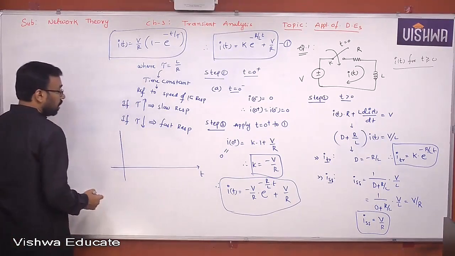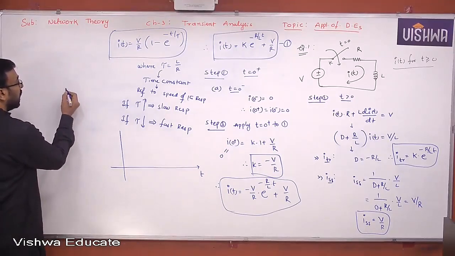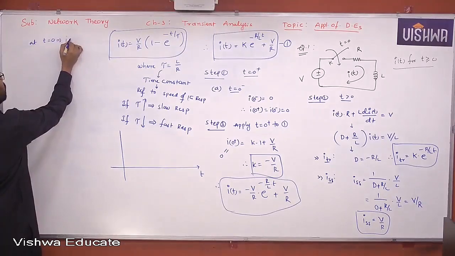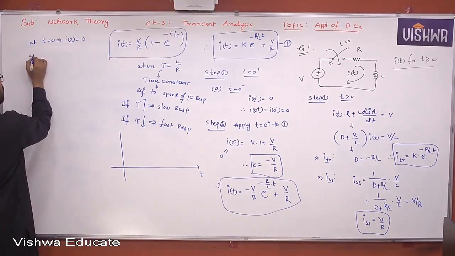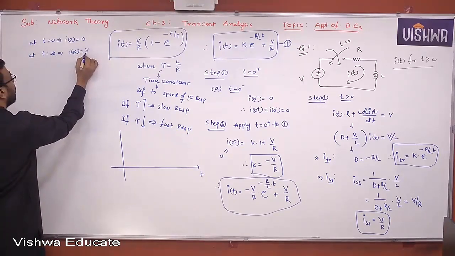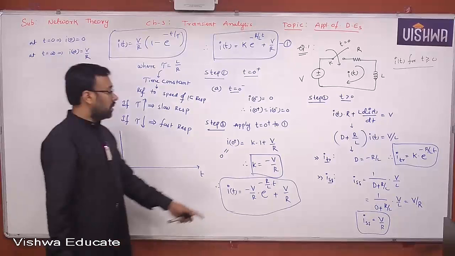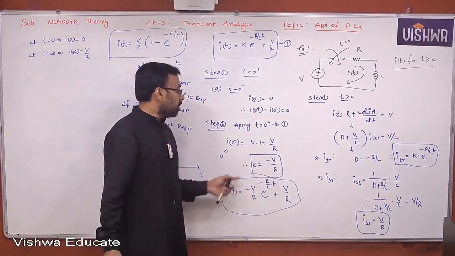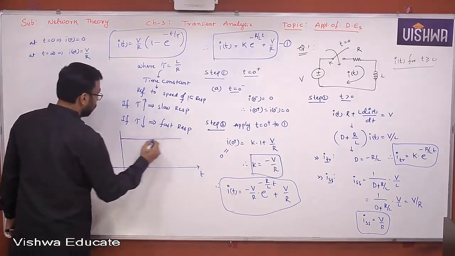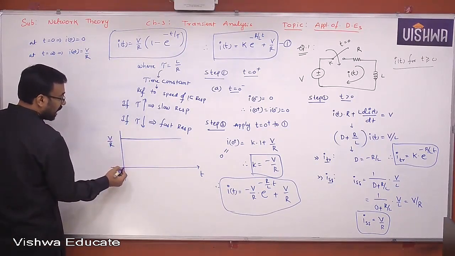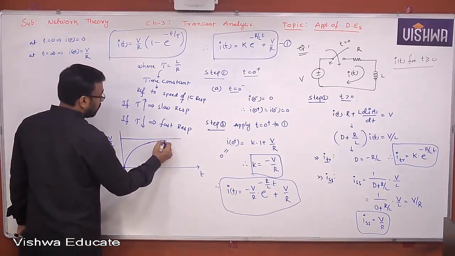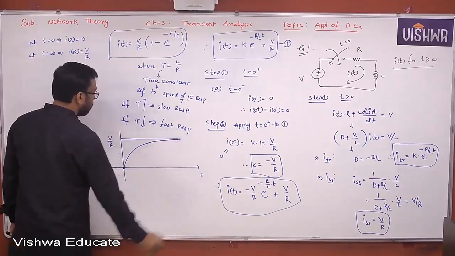This is t, and now at t equal to 0, what is I of 0? Is 0. At t equal to infinity, what is I of infinity? V by R. Yes or no, all of you? If you substitute here, this transient will die out as t tends to infinity. Finally, you are left with V by R. Therefore, this is the steady state value, V by R. And finally, it starts at 0 and it reaches V by R exponentially.